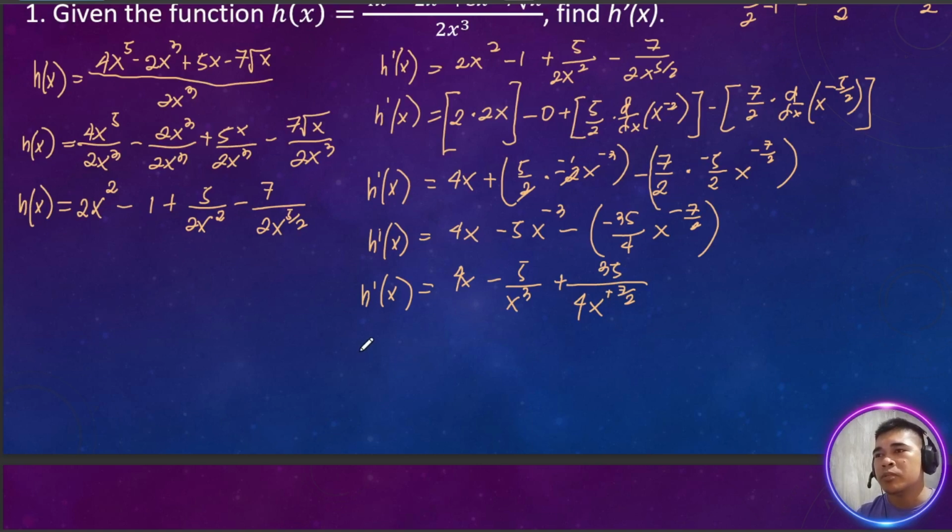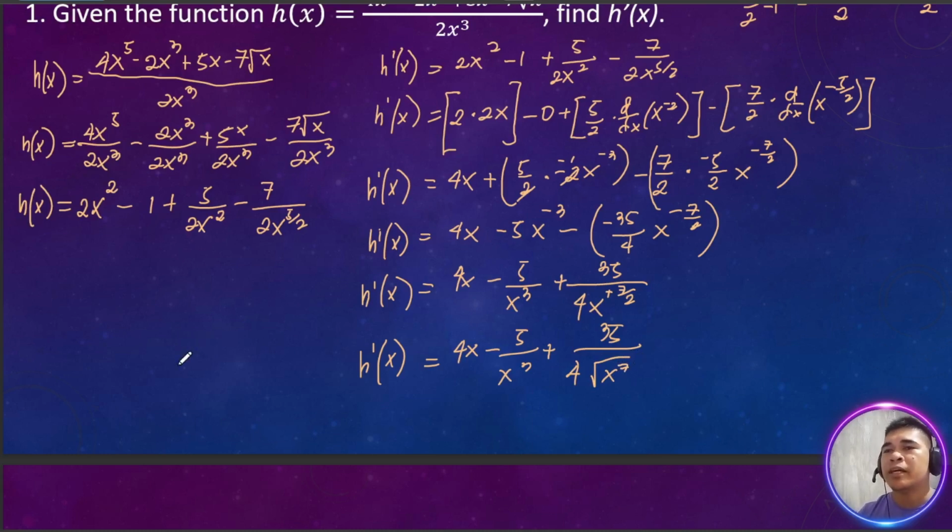Or you can have this one: derivative of h of x is equal to 4x minus 5 over x cubed plus 35 over 4 square root of x to the power of 7. So that is now our final answer.